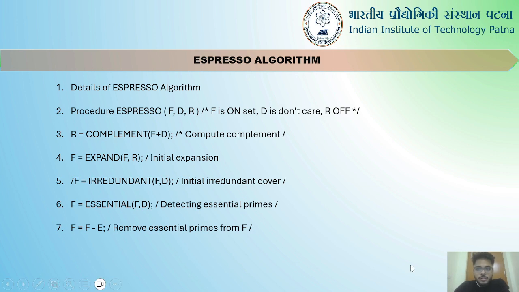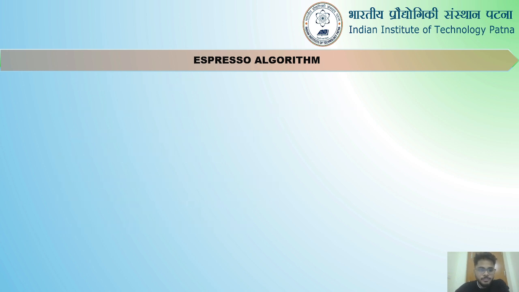The Espresso algorithm is a Boolean minimization algorithm. It iteratively refines a given Boolean function by simplifying it step by step. It first computes the complement of the function to identify the don't care conditions, making the simplification a bit easier than with other algorithms. The process continues in a loop of expansion, reduction, and irredundant cover until no further minimization is possible.